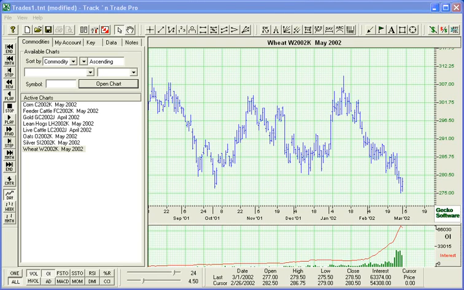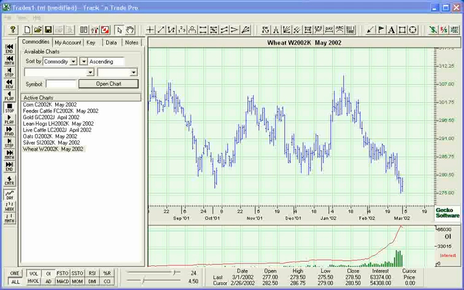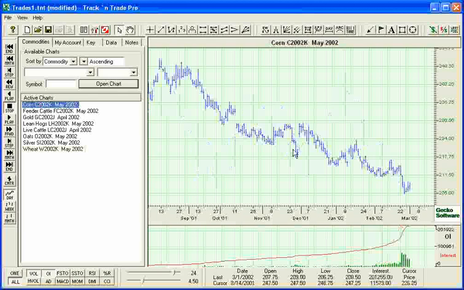Okay, here we are. We're ready to trade. Let's start doing some analysis and decide whether we're going to make any money this month on these charts or not. We're going to start off here, and first thing we want to do is look at our corn contract and do some analysis. What do we think about this chart?